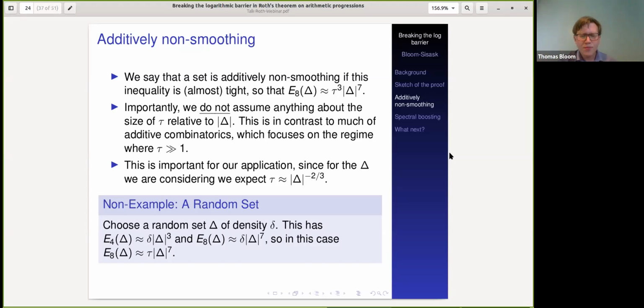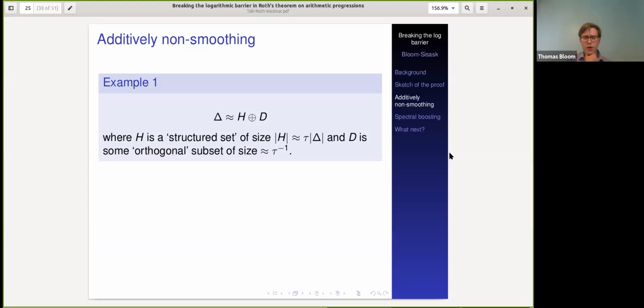What's an example? In fact, there are two quite different examples one can give. So the first, and again, I'm going to be very informal and use approximate equal signs here. One can work out the precise form of these examples according to taste. So the first example is basically of the form H plus D, where H is somehow a structured set, and D is any set. It could be a random set, it could be a dissociated set, or anything like that.